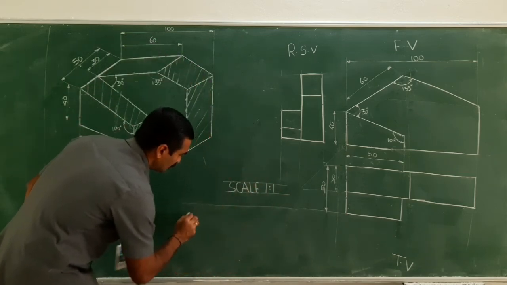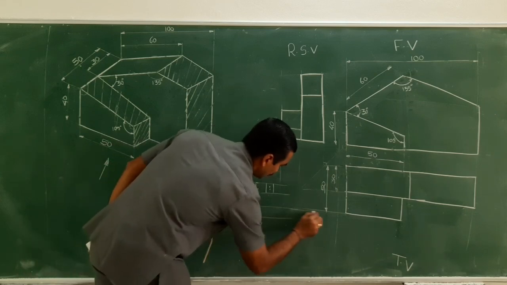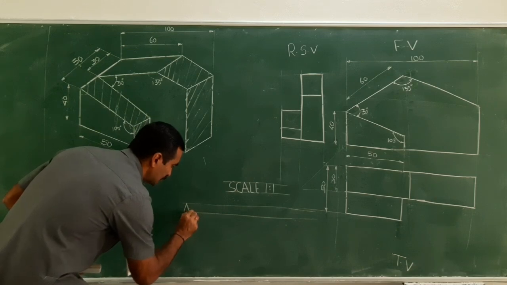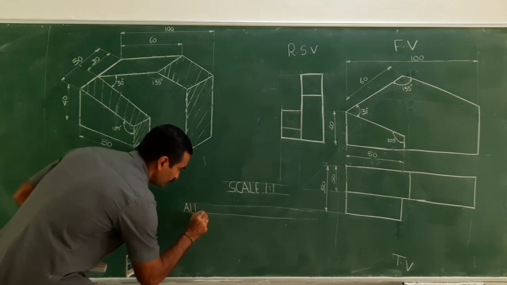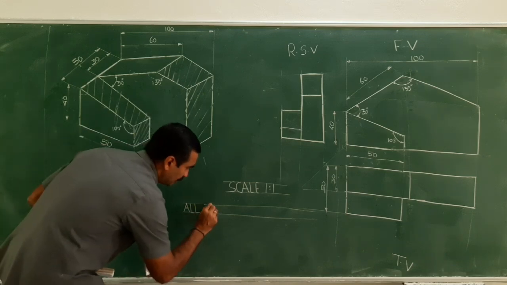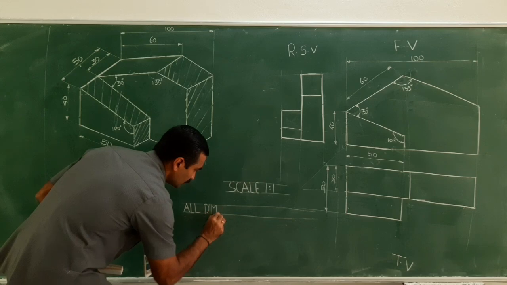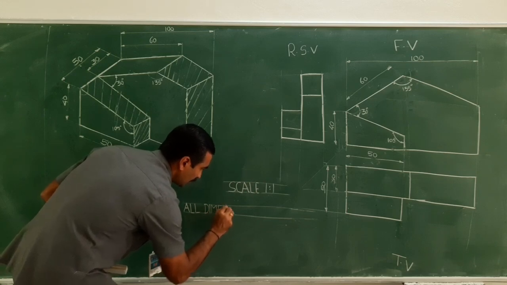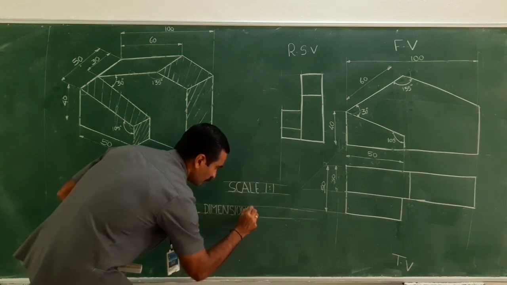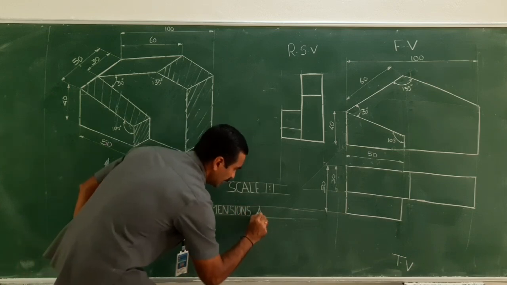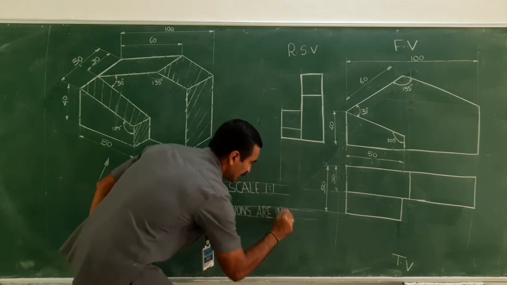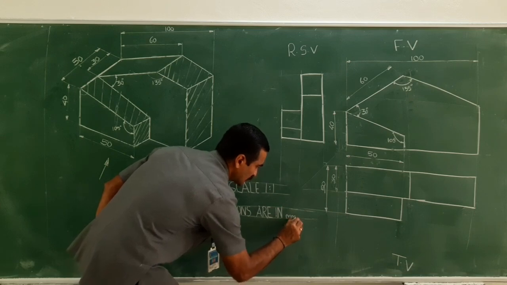And the unit of dimension which I considered for this particular drawing is mm, right? So all dimensions are in mm. Between words, you should leave 3 mm, minimum 3 mm gap. So all dimensions are in mm. The unit of dimensioning should be in lowercase, that is in small letter.